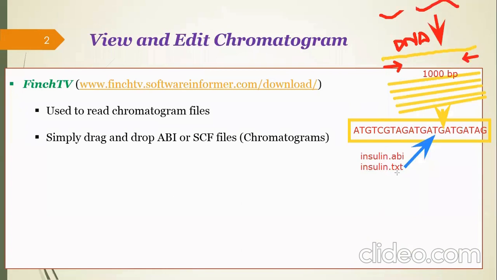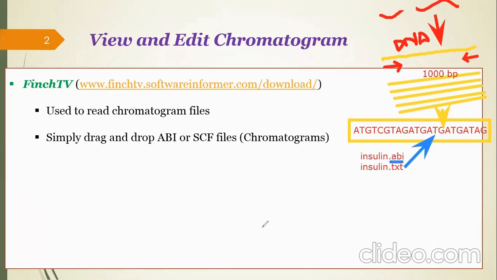But this is not what is required. We need to check the chromatogram, and one will be the PDF file as well. So insulin.pdf, one will be the PDF file. So you will get these files. The most important thing is to check whether this sequence is correct or not. What we will see is the ABI file or the PDF file.